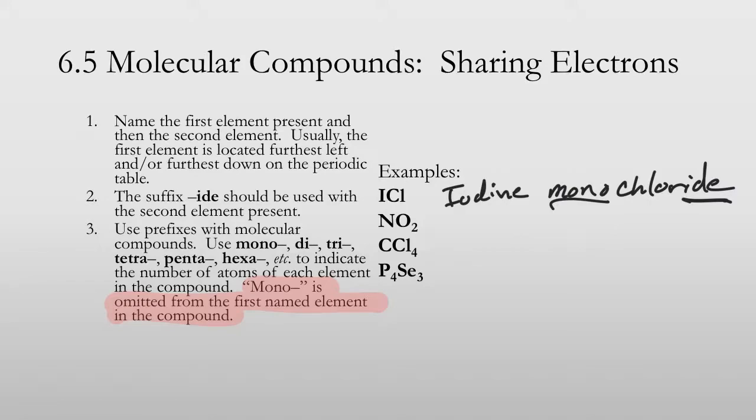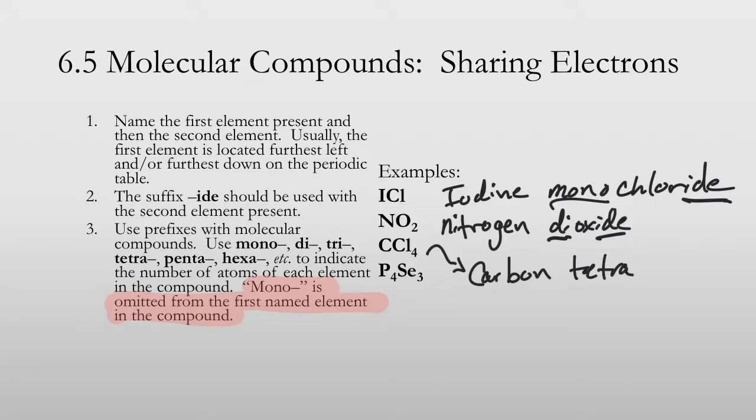In NO2, we have nitrogen dioxide. Again, we change oxygen to oxide. There's two oxygens, so we have di there. There's only one nitrogen. We leave its name the same, and we don't put mono. CCl4 is carbon tetrachloride, tetra for 4.